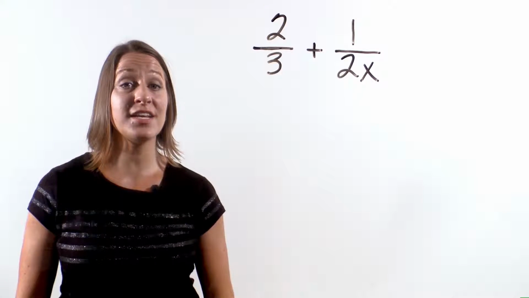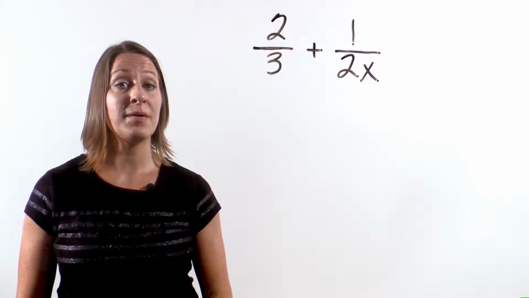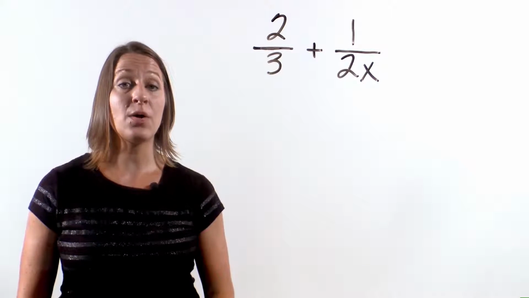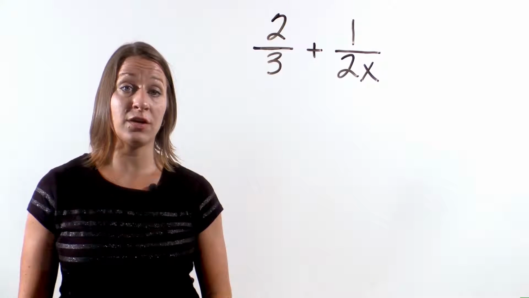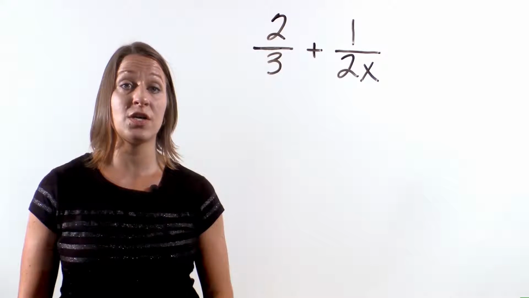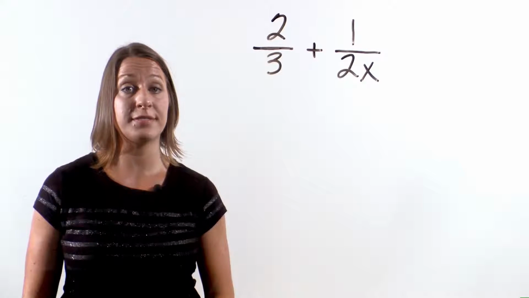Okay, let's look at another example together. We have 2 over 3 plus 1 over 2x. Now we're going to do the same thing as we did before. We're going to add the numerators together, but first we have to make sure the denominators are the same. So we're going to have to find common denominators.